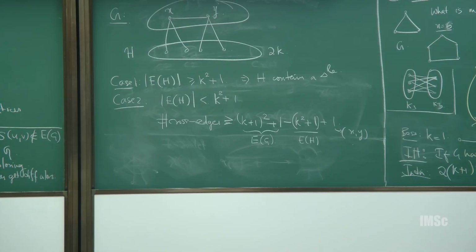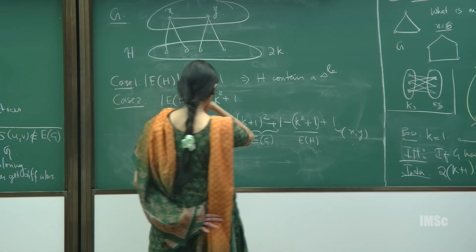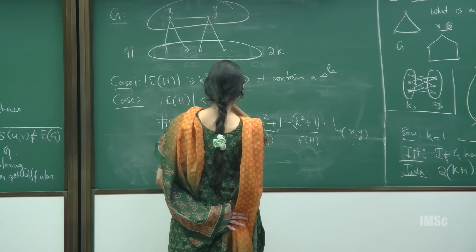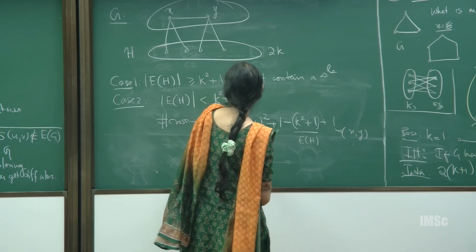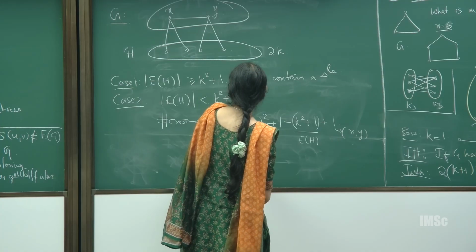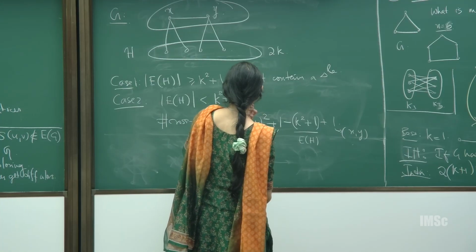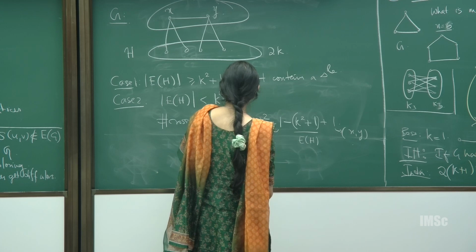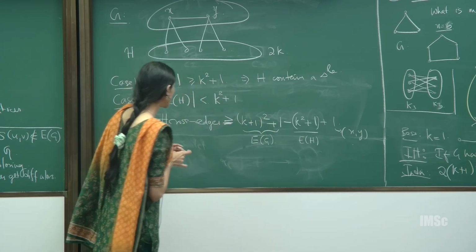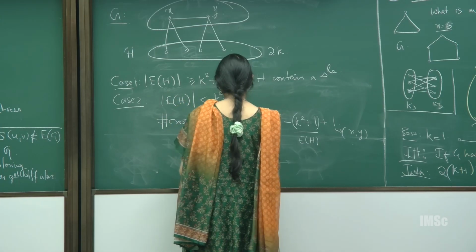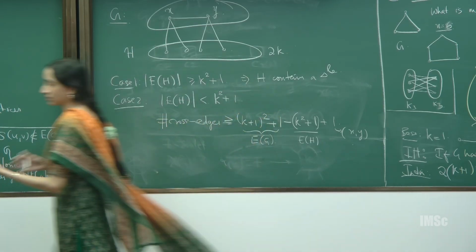Less than k square. Did I? Strictly. No, I flipped something. Okay, so this is the number of edges in G. Number of edges in H is strictly less than k square plus 1. Oh, so it's greater than or equal to, right? So that should be strictly greater. Okay, sorry. I should not erase it.